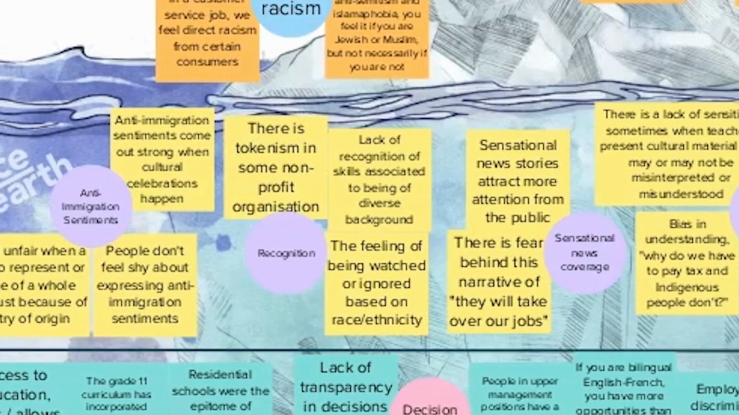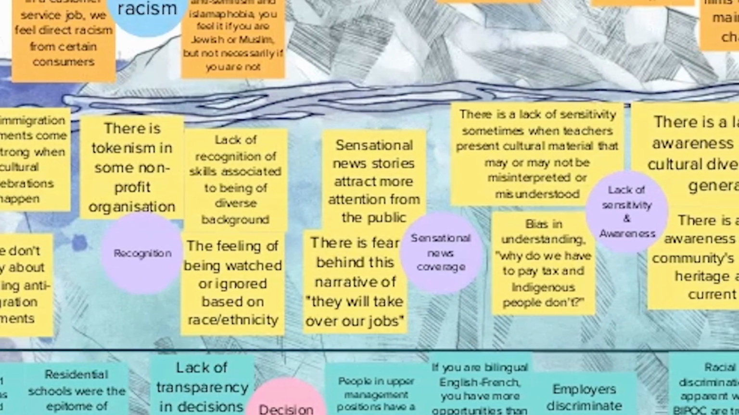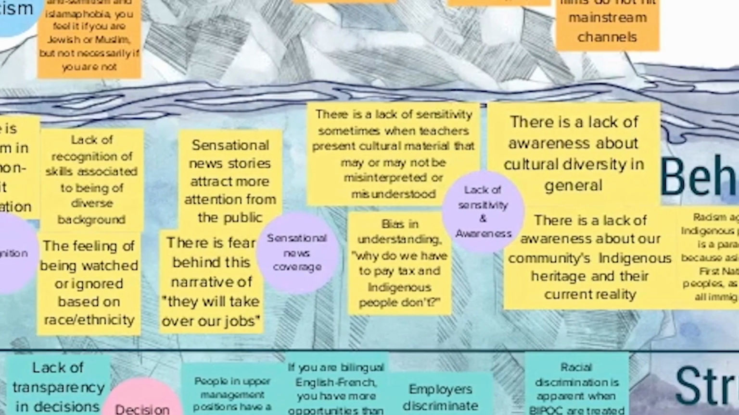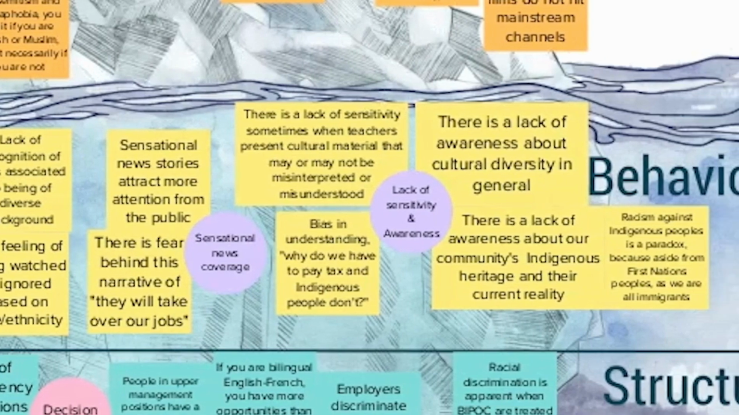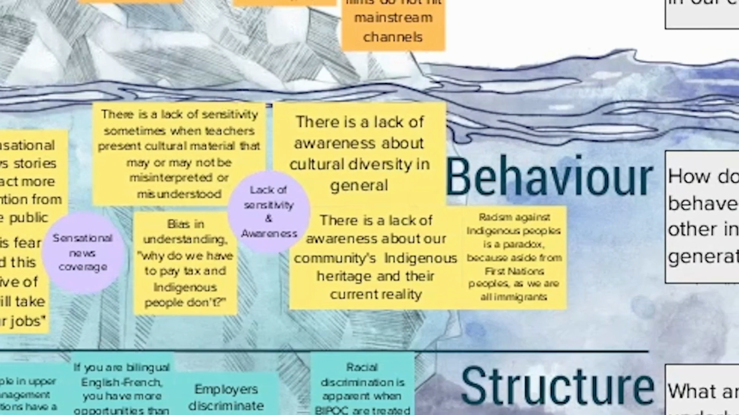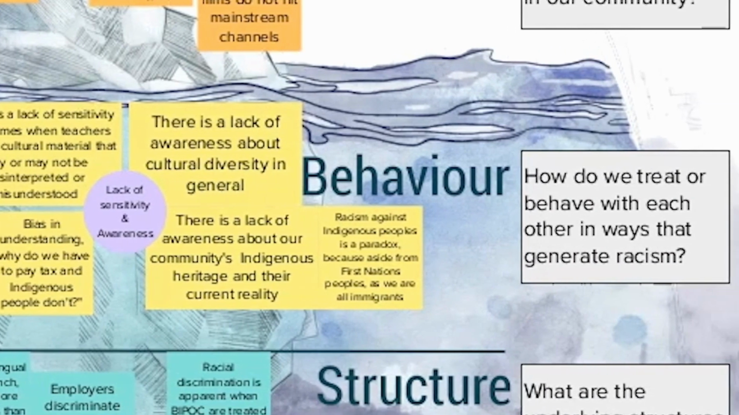Now, what are the underlying structures that are generating these behaviors? This could include governance structures, for example, like how decisions are made in the community. Or this could include how our institutions are structured, for example, if they are accessible or inclusive or responsive to social changes. Do you see other similar structures? Put these down here too.